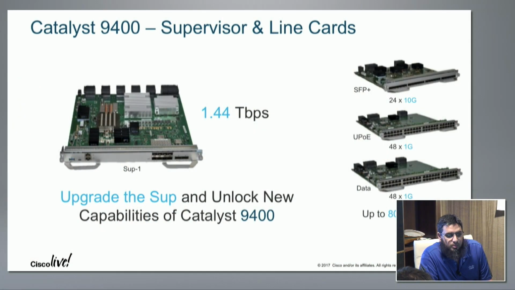Now the Catalyst 9400 comes with SUP 1 as the first supervisor, right? It can go up to 1.44 terabits per second, right? So that's the speed that we have on the Catalyst 9400, and it's coming out with 3 different line card options: the data only, UPOE, and SFP plus. Now the line card slot bandwidth is 80 gig, right? So for example, the SFP plus line card is going to be a bit oversubscribed. The UPOE and data line cards are line rate.